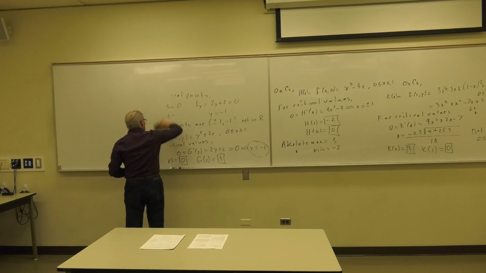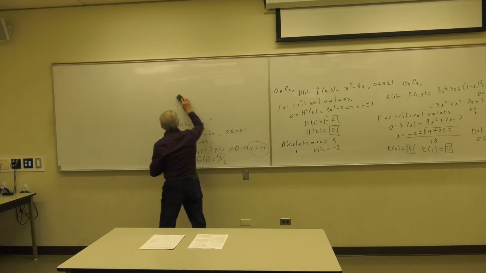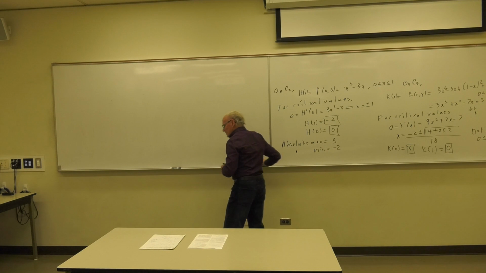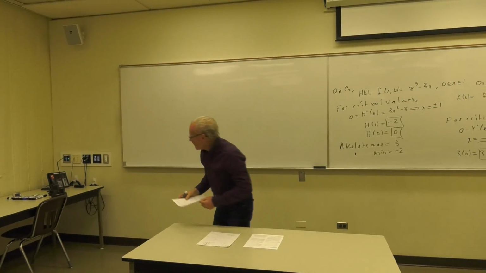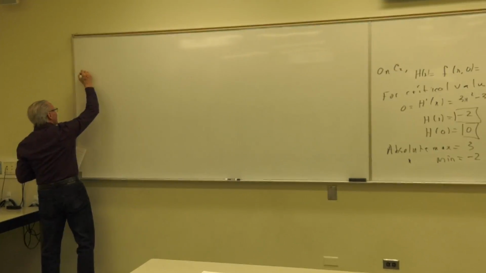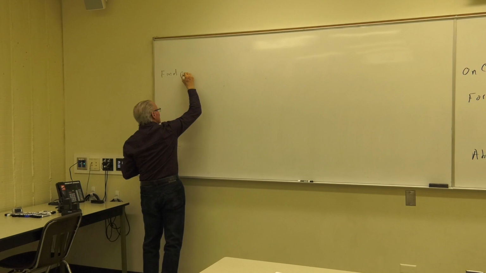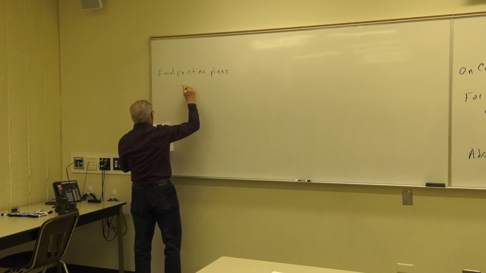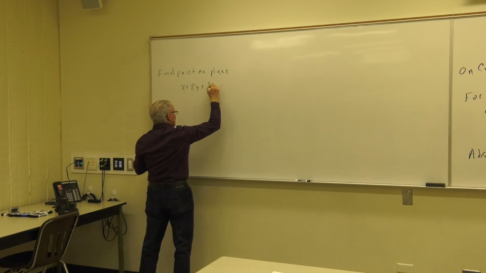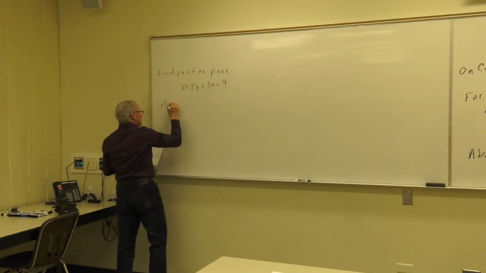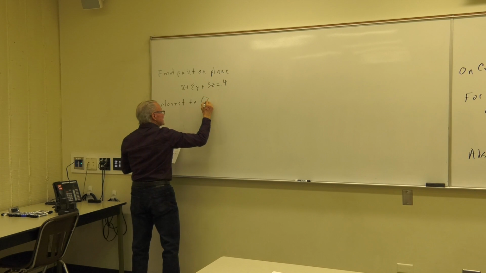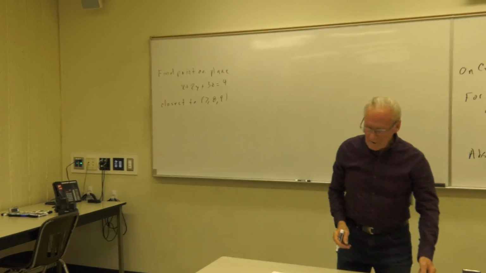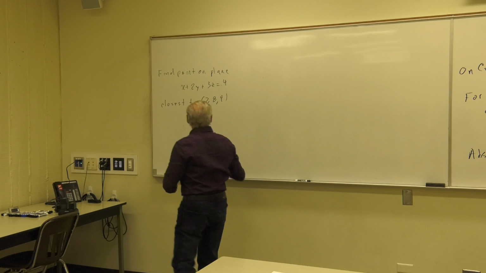Now, as I said, I want to do 2 applications of this max-min theory. So the first one is to do the following. Find the point on the plane x plus 2y plus 3z equals 4 closest to the point 7, 8, 9. Find the point on that plane that is closest to this point.